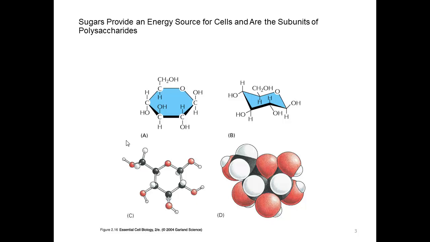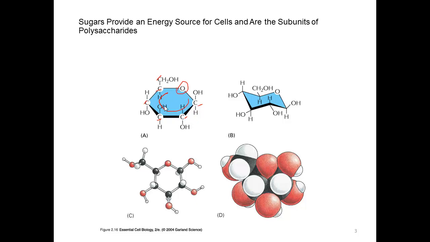Here we see four different views of the same sugar molecule. This is a molecule of glucose. Glucose is made of 6 carbons, 1, 2, 3, 4, 5, and a 6th carbon above the ring. It's a 6-membered ring because we have one oxygen atom in there. So in the ring there are 5 carbons and 1 oxygen. This is referred to as a pyranose ring.